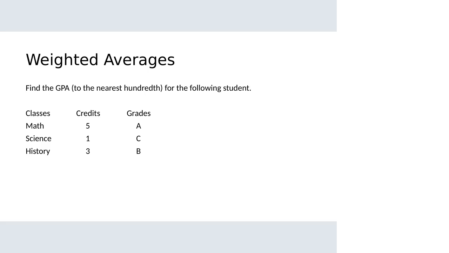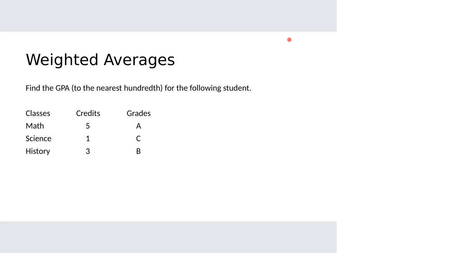Here we have a student that's taking a 5-credit math class, a 1-credit science class, and a 3-credit history class. The weighted part of this is here in the credits. Because this math class is worth 5 credits, it carries more weight than this science class that's only 1 credit. And so that's how GPA becomes a weighted average.